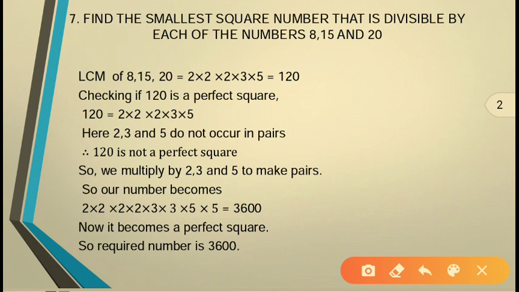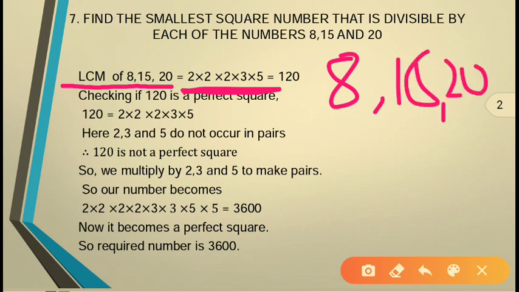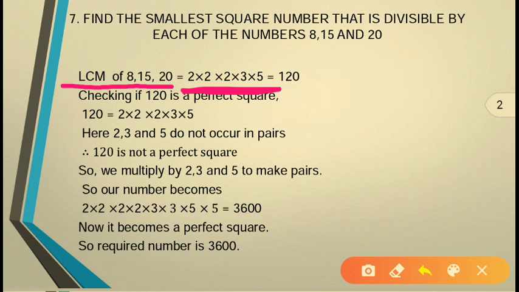and 20. When you take the LCM of 8, 15 and 20, you need to find out the prime factorization of 8, 15 and 20. When you do the prime factorization, you will get this. And when you multiply it, 2 into 2 is 4, 4 into 2 is 8, you will get 120. The LCM of 8, 15 and 20 will be 120.